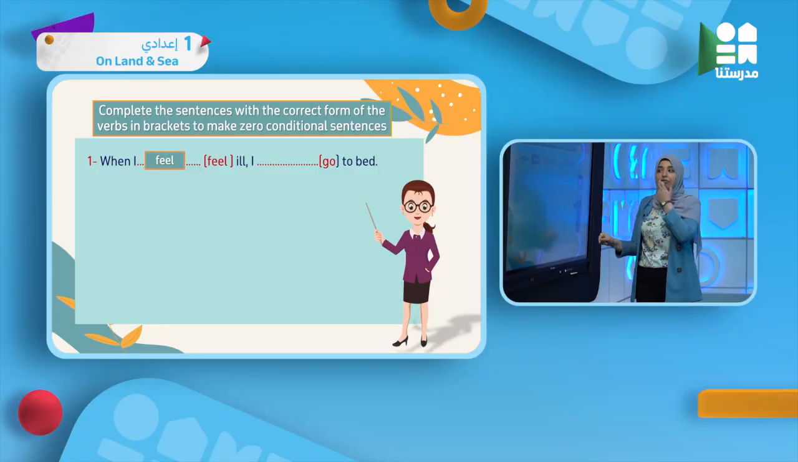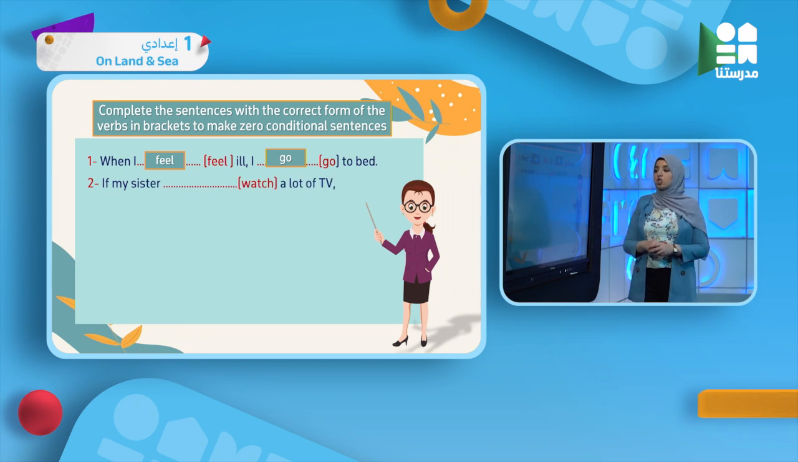So number 1, when I feel ill I go to bed. I في ال present simple بأضيف أي حاجة للverb؟ No. So it will stay the same. When I feel ill, I go to bed. 2. If my sister, هنا الverb عندي watch, a lot of TV she feel tired. عايزة أحط الverb in the right form. If my sister watches، حطيت watch es عشان آخرها ch، she yes feels tired.